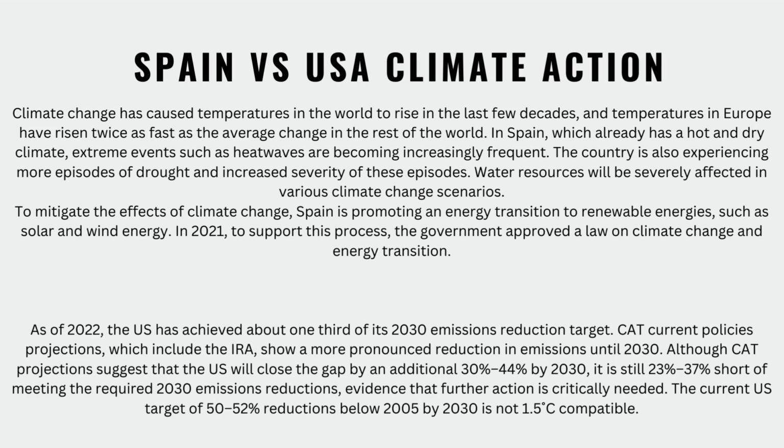As of 2022, the U.S. has achieved about one third of its 2030 emissions reduction target. CAT current policies projections, which include the IRA, show more pronounced reduction in emissions until 2030. Although CAT projections suggest the U.S. will close the gap by an additional 30 to 44% by 2030, it is still 23% to 37% short of meeting the required 2030 emissions reductions.